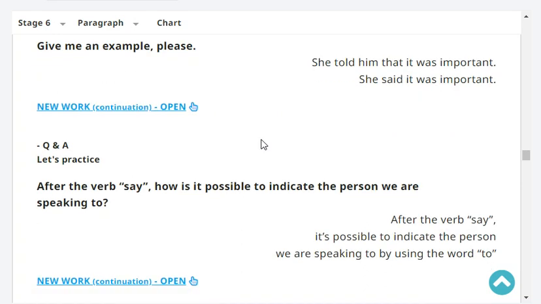After the verb say, how is it possible to indicate the person we are speaking to? After the verb say, it's possible to indicate the person we are speaking to by using the word to. Very good.